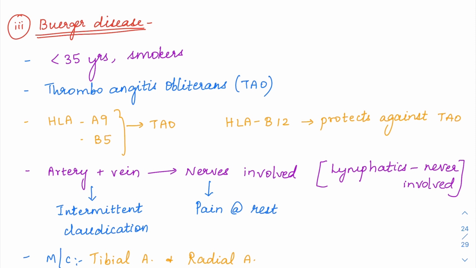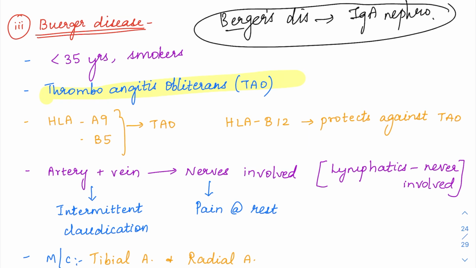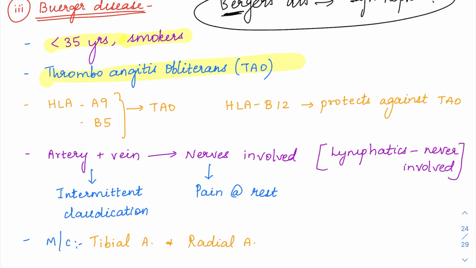It is also called TAO, that is thromboangiitis obliterans. Don't confuse it with Berger's disease. Berger's disease is actually IgA nephropathy. Okay, that is, there is no U here. So Buerger's disease and Berger's disease are different. Remember that. Here the classical history will be that of a young male, less than 35 years, who is a chronic smoker. As the name suggests, thromboangiitis obliterans, there is going to be presence of a thrombus, and that is going to cause vasculitis.